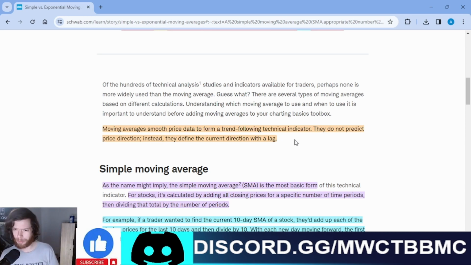Moving averages smooth price data from a trend following technical indicator. They do not predict price direction, they show it with a lag. So they're not going to show you if price is going to go up or down, they're going to show you if price is going up or down.